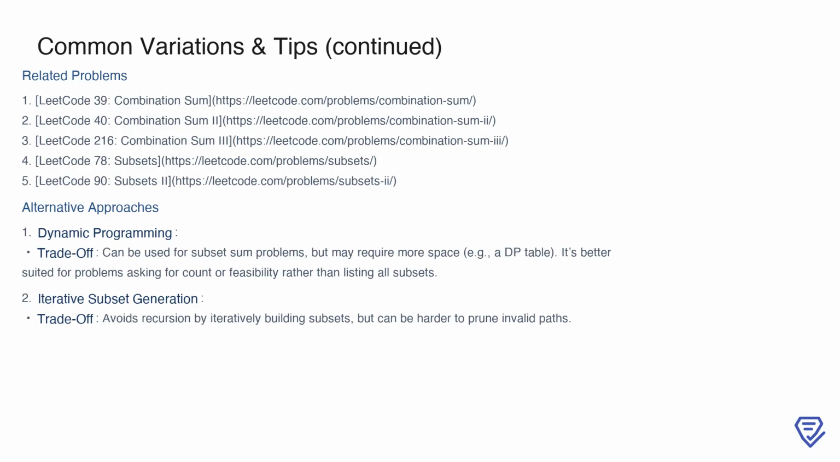Beyond backtracking, alternative approaches can also be helpful depending on the problem's requirements. For example, dynamic programming can be used for subset sum problems, especially when the focus is on counting or checking feasibility rather than generating all subsets. However, this often requires more space due to the DP table. Iterative subset generation is another approach that avoids recursion by building subsets iteratively, though it can be more challenging to prune invalid paths. Understanding these alternatives allows you to adapt your strategy based on the specific problem and constraints.